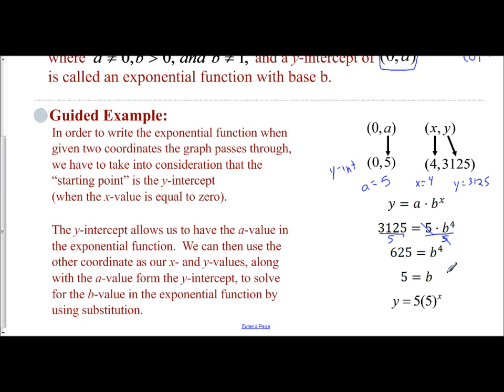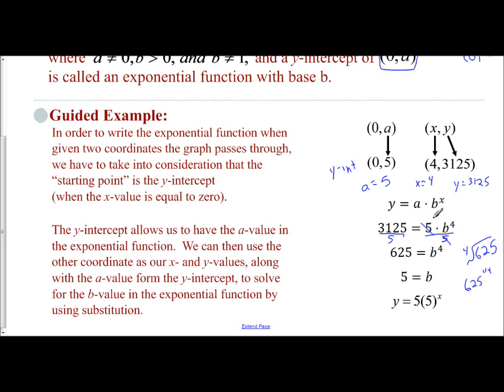Now, what we can do from here is two things. We can realize to cancel out the 4th power, you take the 4th root. And so you can take the 4th root of 625, or if you remember rational exponents, you can raise 625 to the 1/4 power. And that gives you 5. And that's not your answer because I want the equation. And so that tells me b is 5.